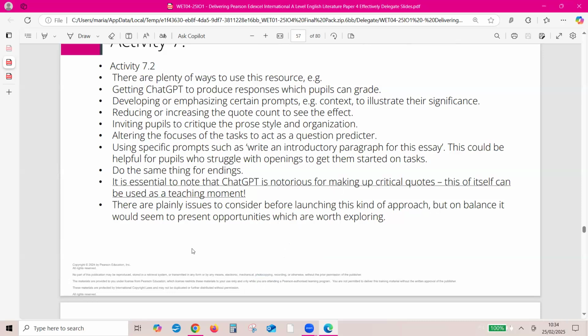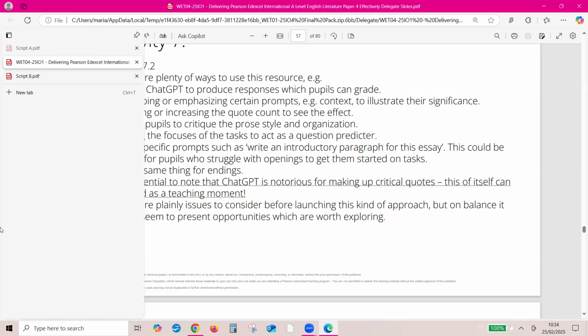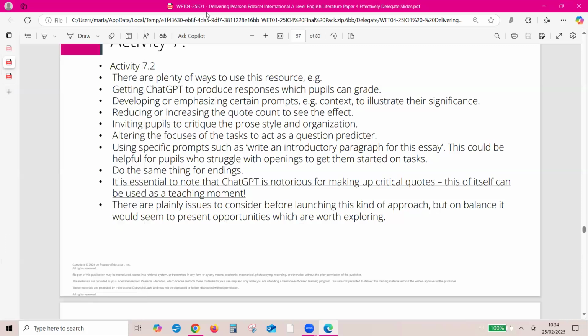Just try and bring the question up for you as well. Stop share for a moment. Let's just take a couple of moments to read that one through.